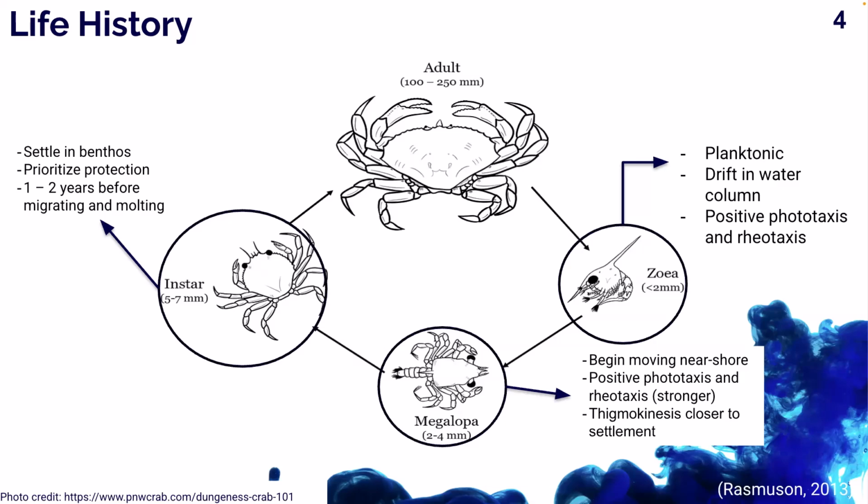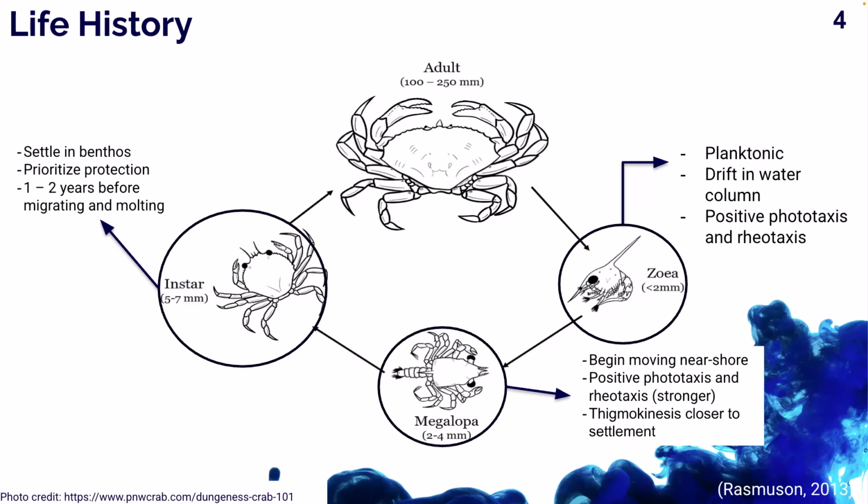Once they transition and begin to settle, they molt into instars, and that's where they begin to settle into the benthos. Those instars are also sometimes called juveniles. When they settle there, they are primarily prioritizing areas that provide protection, so shell habitats and rocky gravel habitats with macroalgae and eelgrass. They'll spend about 1 to 2 years here before they migrate into the deeper waters as adults.